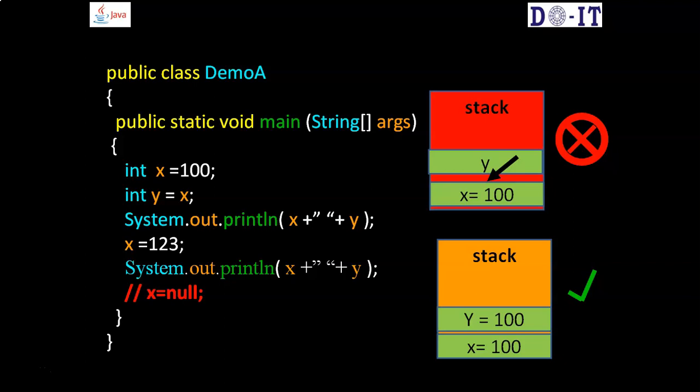Instead of sharing the address of x with y, what happens in Java, as in the second lower part of the diagram, is that the value 100 is copied and stored in y. So there are two different copies of 100. Any subsequent changes that you make to x, say I change the value from 100 to 123, do not reflect in y. So y continues to be 100 and x will change itself to 123.